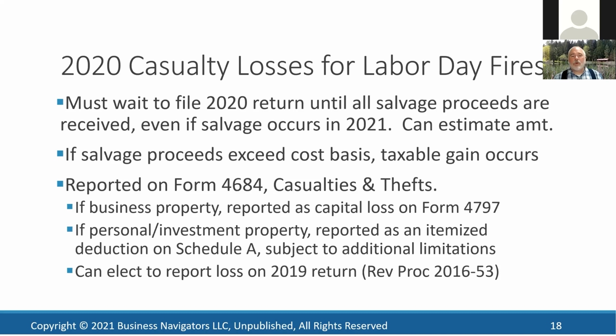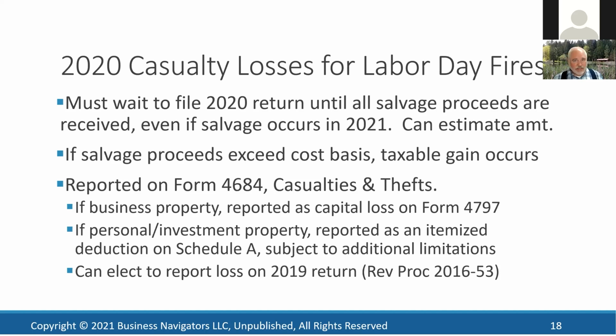This all gets reported on the Form 4684, the casualty and theft form. If it is considered business property, so if you have been claiming this as a business, and we'll talk about that when we talk about classification, but if you've been deducting your expenses and treating this as a business going forward, then the casualty loss gets reported as a capital loss on the Form 4797.